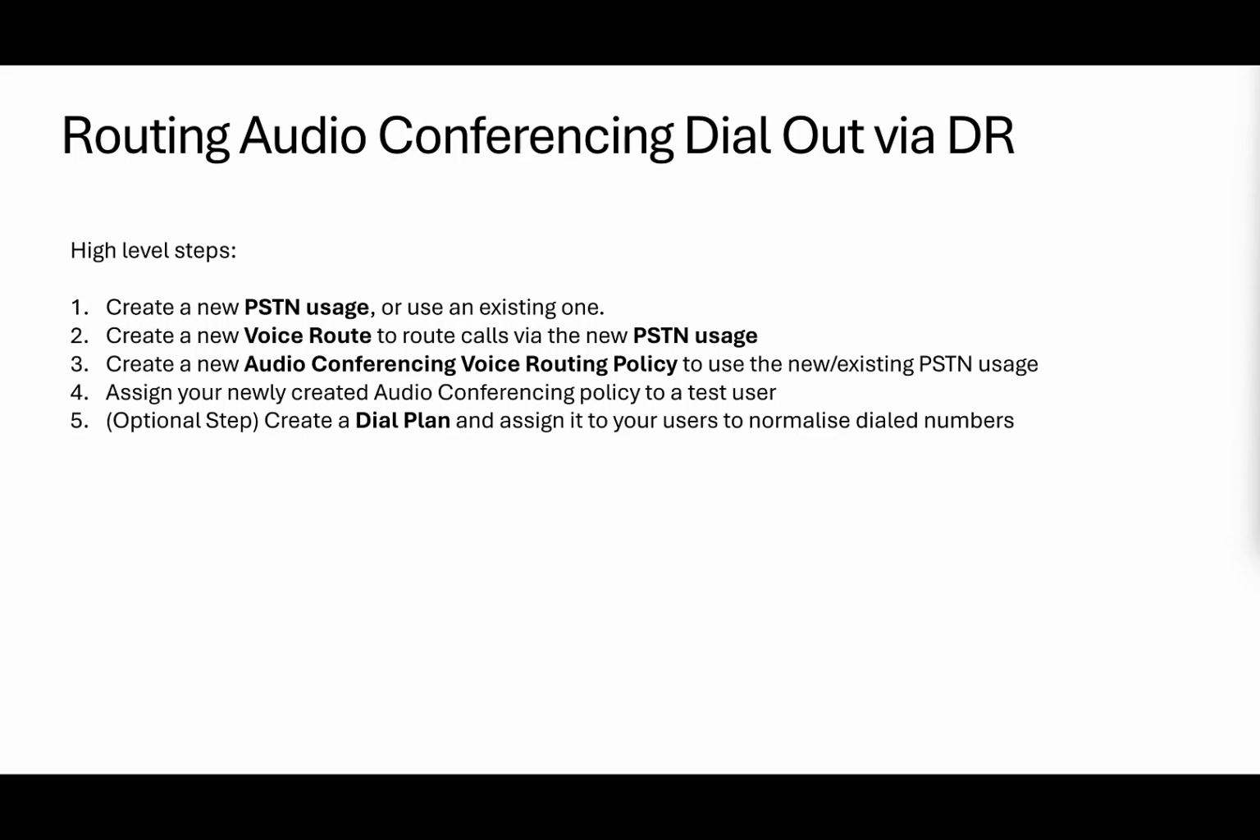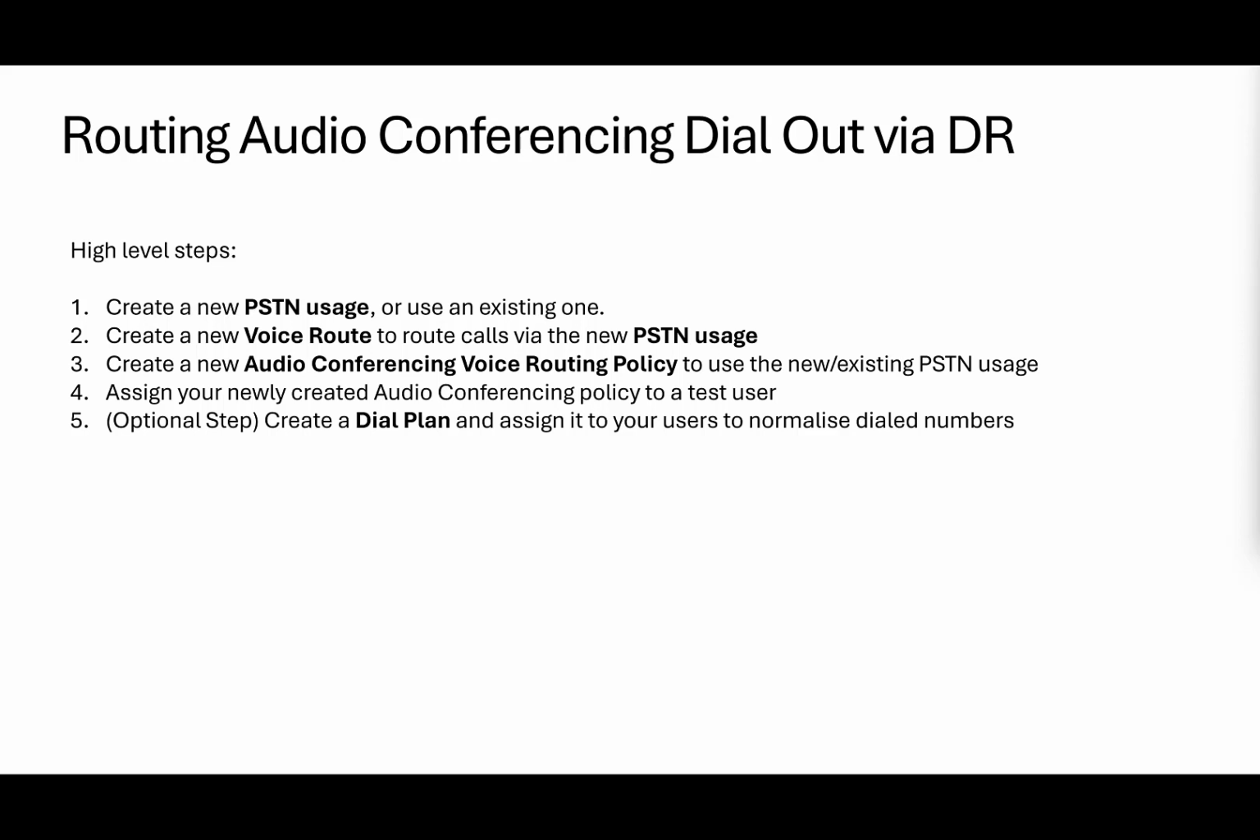But essentially, from a high level, we want to go ahead and create a new PSTN usage or use an existing one if you already have direct routing configured and up and running in your environment. You can go ahead and create a new voice route to route those calls via the new PSTN usage, or again, use existing ones if you have them in place. We do need to go ahead and create a new audio conferencing voice routing policy though, which will utilize that new or existing PSTN usage that you may already have in place. And then we'll go ahead and assign the newly created audio conferencing routing policy to your test user. What that'll do is it'll tell the service that rather than sending the call out the audio conferencing gateway, send it via your direct routing gateway instead.